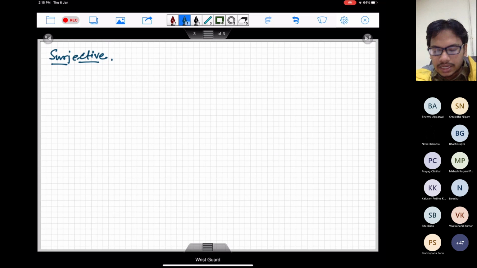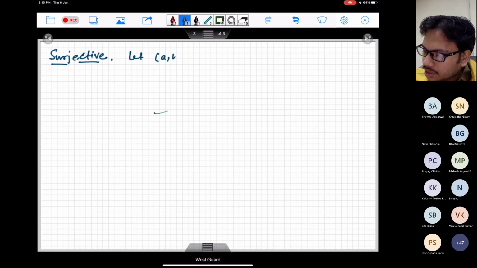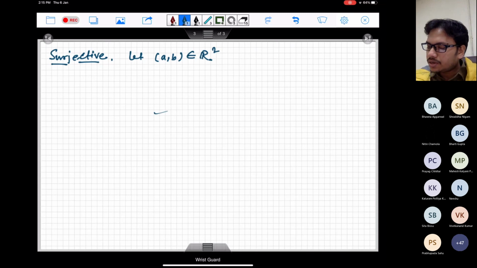Here I am going to start with a point (a, b, 0), or rather let (a, b) be in R2. What do I have to do here? I have to give you the recipe to find (u, v, w) on the sphere, so that u divided by 1 minus w equals a, and v divided by 1 minus w equals b.